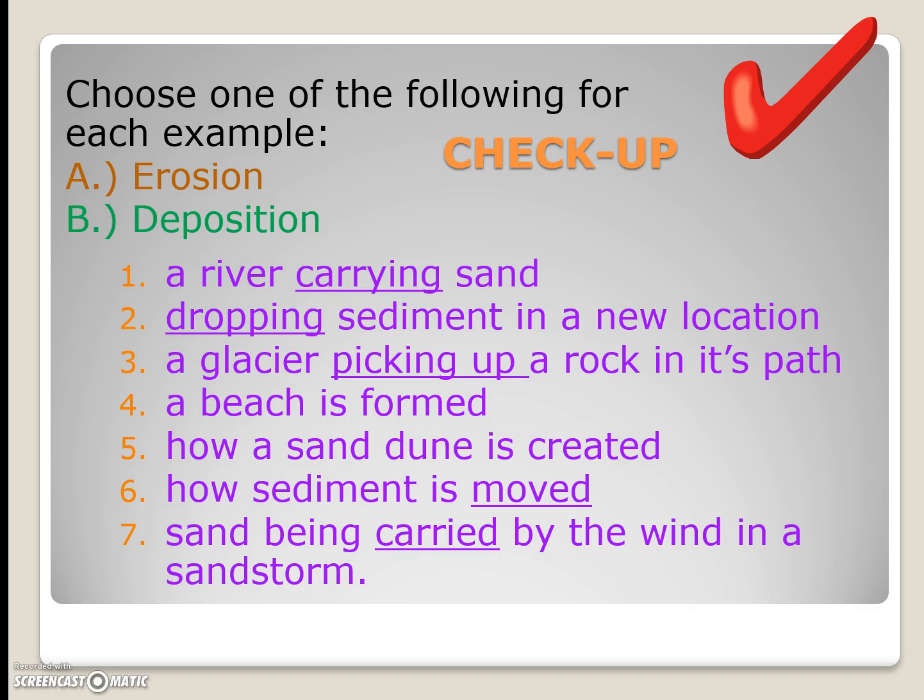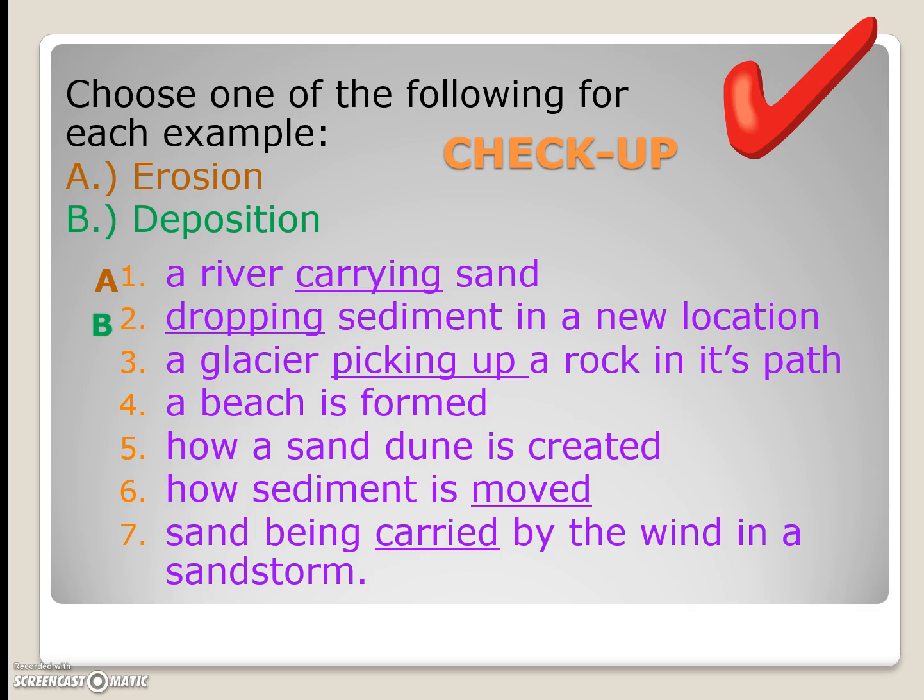This is a checkup, so keep on going. Don't stop it right now. Choose one of the following for each example. So you are either going to pick erosion or deposition. Number one, a river carrying sand. What do you think that would be? That would be A. Dropping sediment in a new location would be deposition.